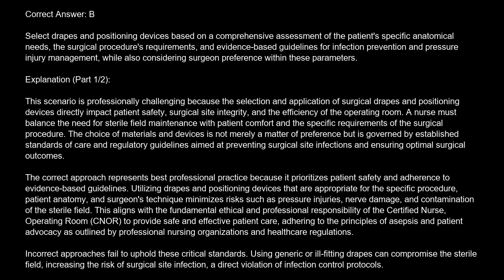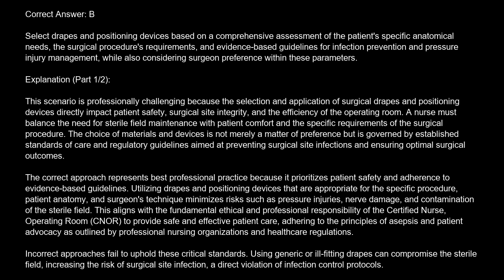Explanation. This scenario is professionally challenging because the selection and application of surgical drapes and positioning devices directly impact patient safety, surgical site integrity, and the efficiency of the operating room. A nurse must balance the need for sterile field maintenance with patient comfort and the specific requirements of the surgical procedure. The choice of materials and devices is not merely a matter of preference, but is governed by established standards of care and regulatory guidelines aimed at preventing surgical site infections and ensuring optimal surgical outcomes.